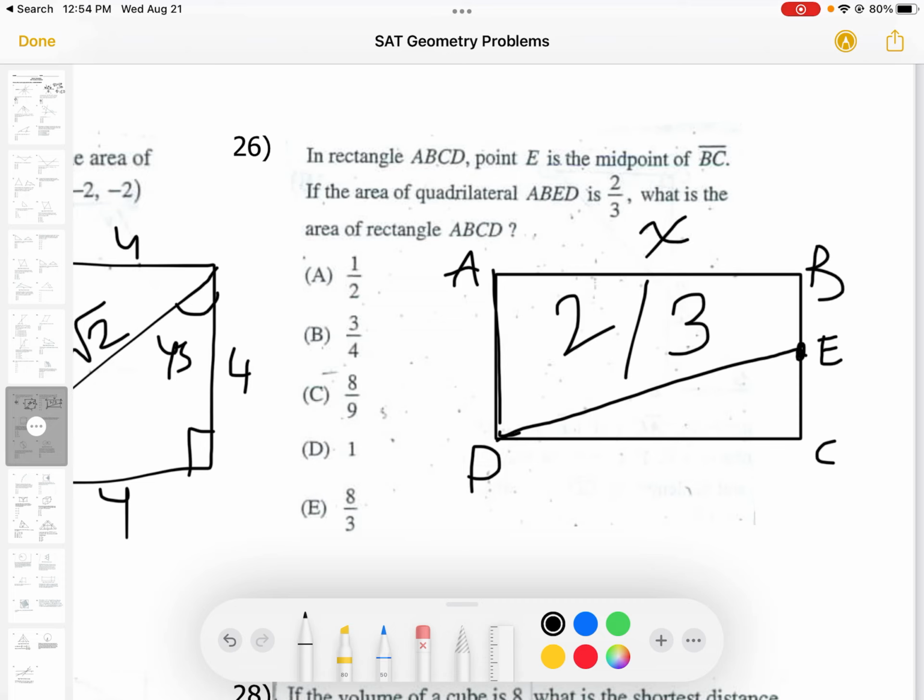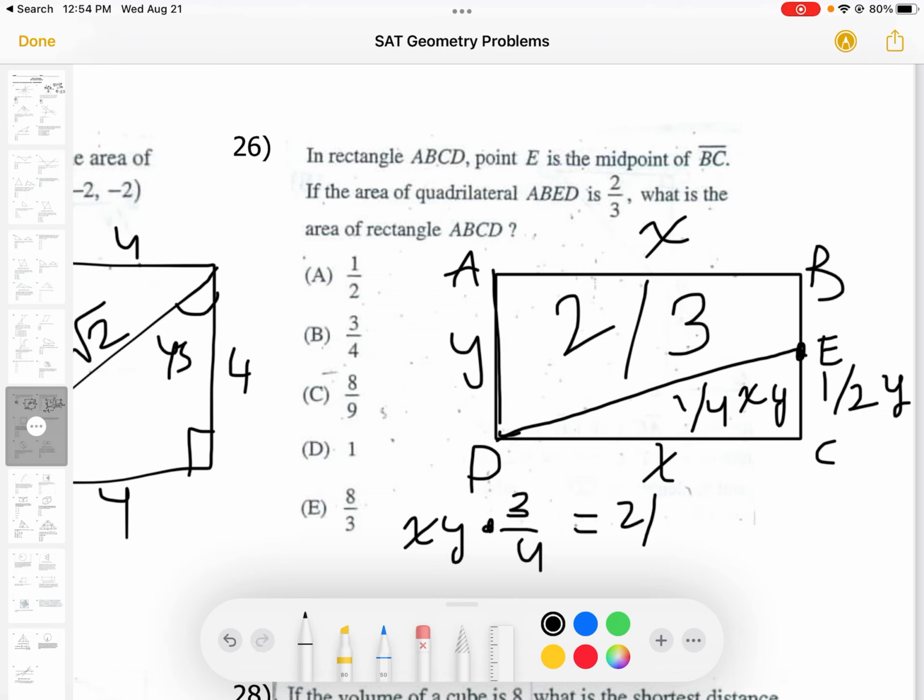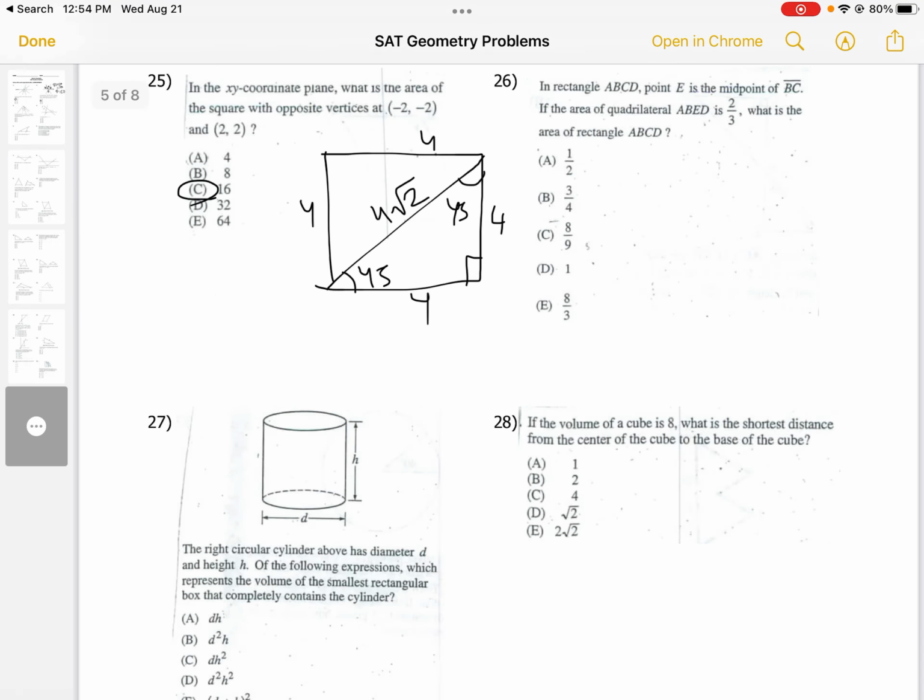Okay, so I'm gonna call the length of the rectangle X and the width Y. So this would be X, and this would be half Y. Now the area of the rectangle is XY. The area of this triangle is X times 1/2 Y times 1/2, which is 1/4 XY. Which means the other part is 3/4 of the rectangle. So 3/4 of the area of the rectangle is just 2/3. And when we solve this, we get XY.